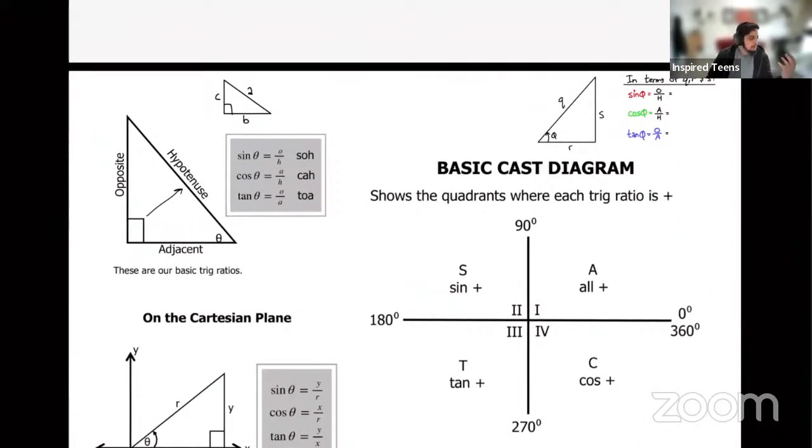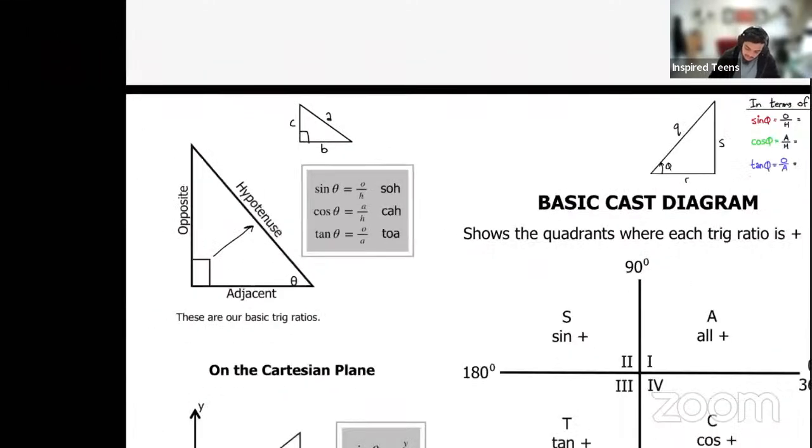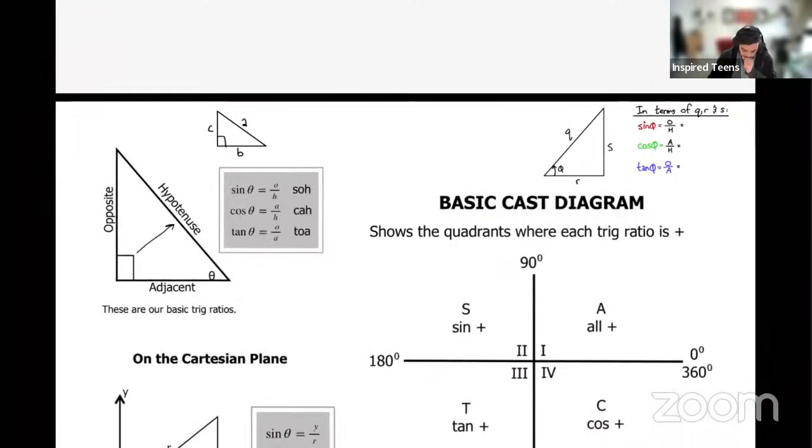So we are going to start from the basics. We're basically going to do a revision of everything you need to know, and then eventually we're going to get into the more complicated stuff. Let's have a look at this triangle, which is the first thing we're going to start with.